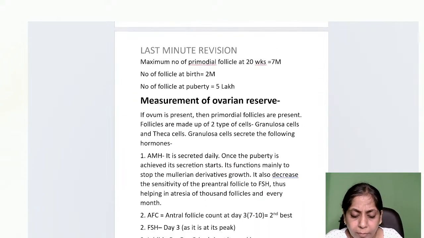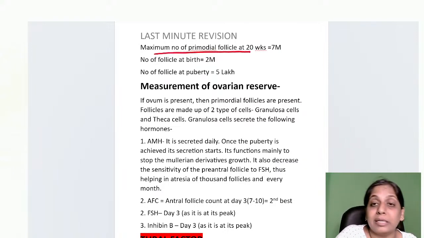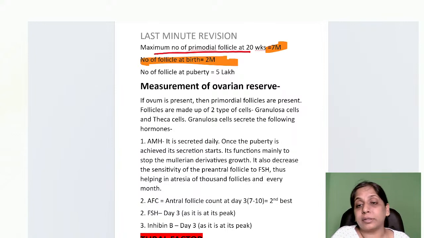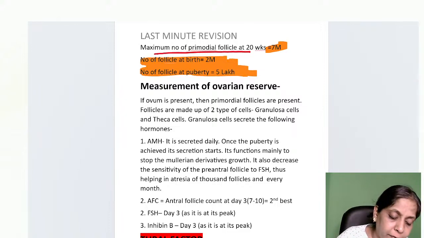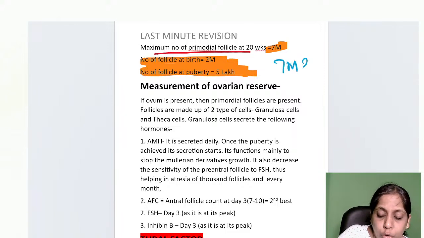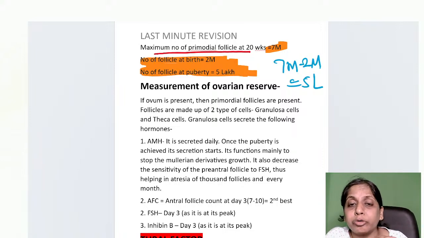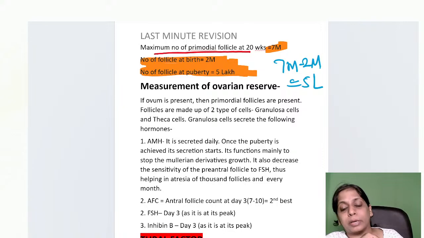The ova are in the follicles. The maximum number of primordial follicles at 20 weeks is 7 million, the number of follicles at birth is 2 million, and the number of follicles at puberty is 5 lakh. You can very easily remember: 7 million, 2 million, 7 minus 2 is 5 lakh. So it is very simple.